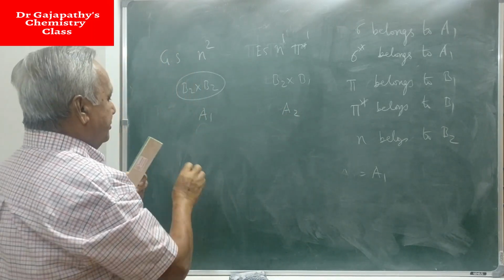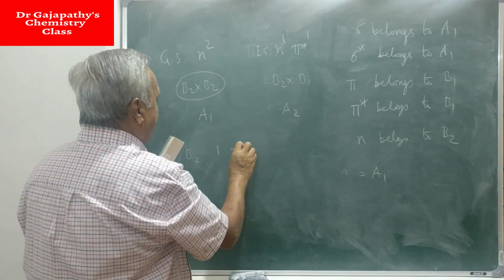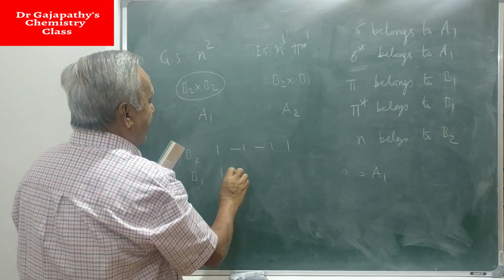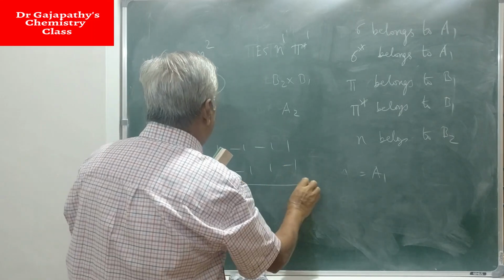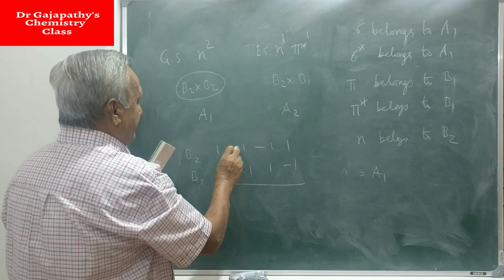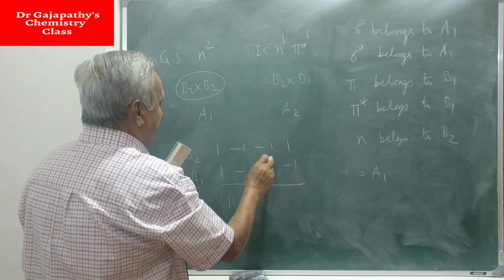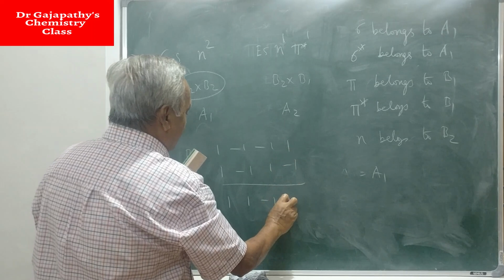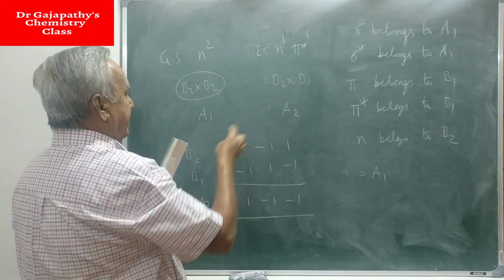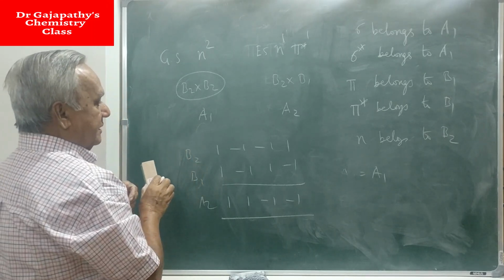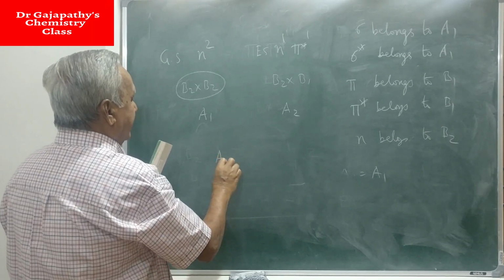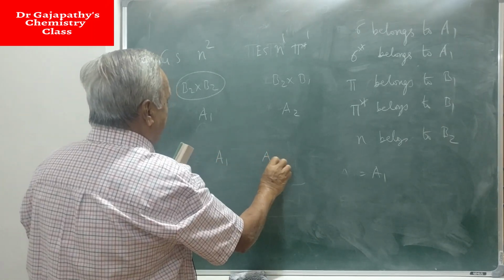Just to illustrate, I am telling you, B2 is nothing but 1, minus 1, minus 1, 1. And B1 is nothing but 1, minus 1, 1, minus 1. It is a direct product. B2 into B1 equals 1 into 1, 1. Minus 1 into minus 1, 1. Minus 1 into 1, minus 1. 1 into minus 1, minus 1. 1, 1, minus 1 belongs to A2 symmetry. That's what I have written here. So my ground state is A1. Excited state is A2.